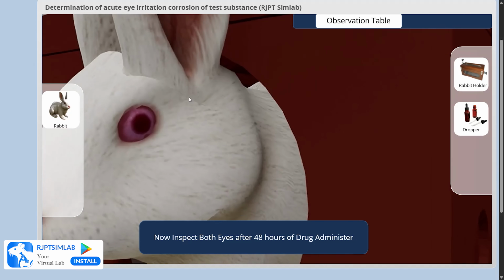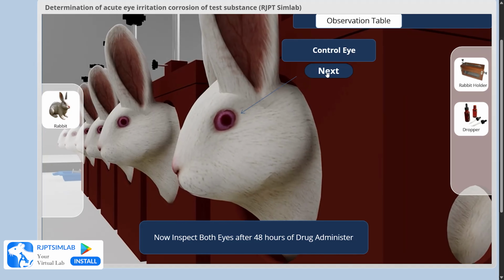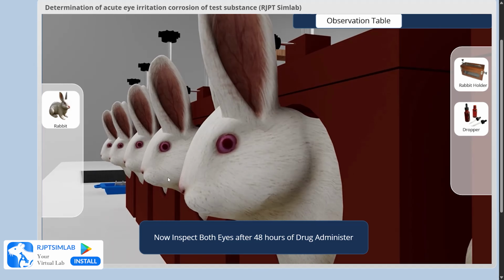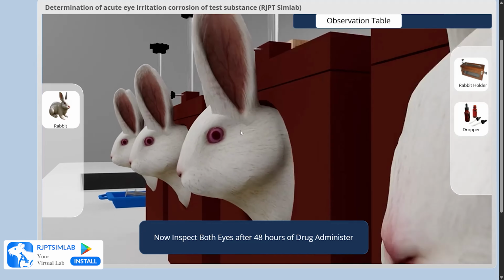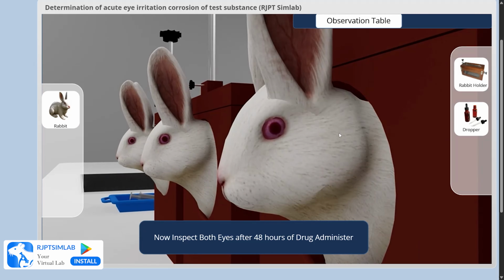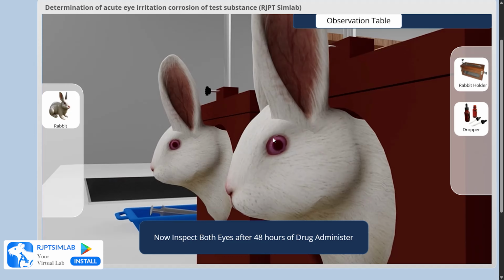And on the control eye, over which we have not placed or administered any drug, we can observe that no effect has been observed. As we can see, all the six rabbits have the same and similar eye as before. No effect of the drug has been passed on to this eye. It seems very normal in state.